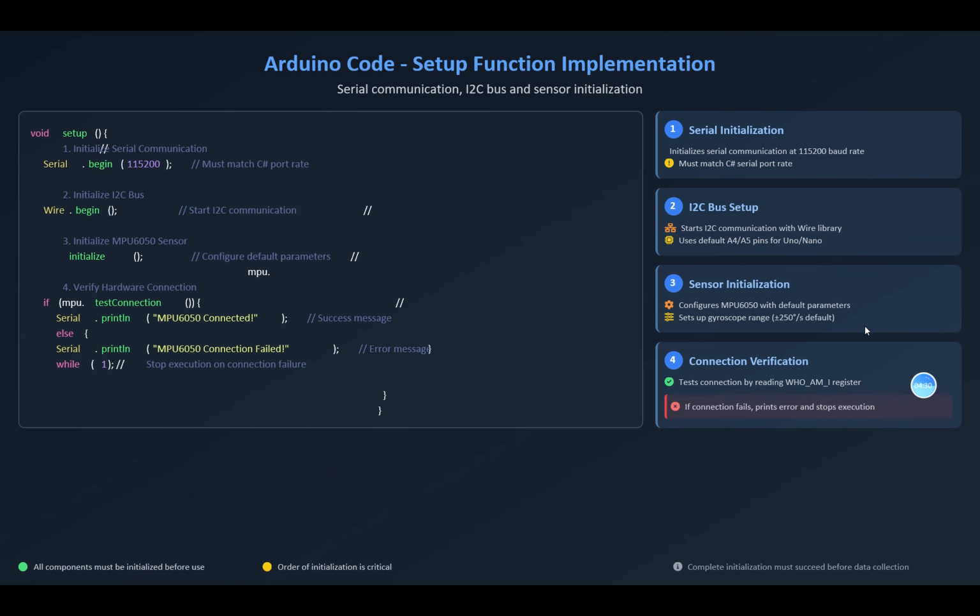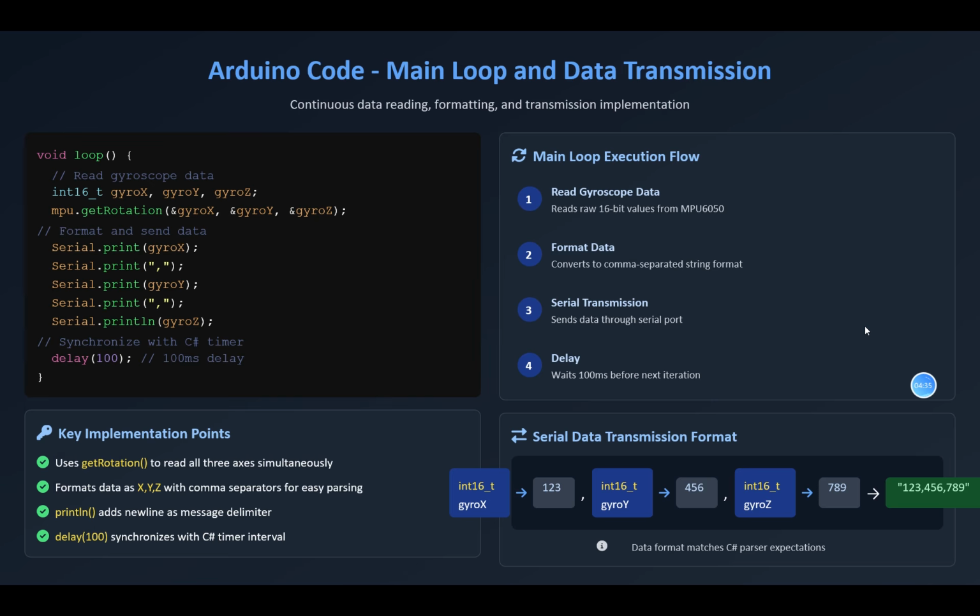You can see the Arduino code: the setup function, the main loop, and the data transmission. The main loop execution flow reads the raw 16-bit values from the MPU 6050, converts them to a comma-separated string format, and sends the data through the serial port. Then it waits 100 ms before the next cycle.